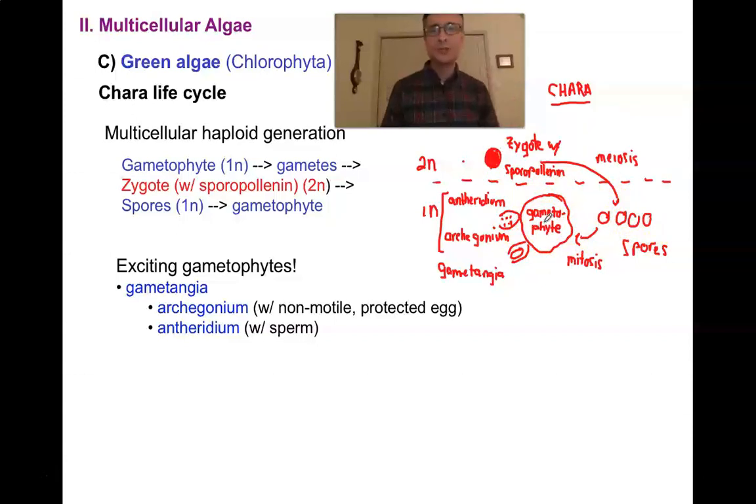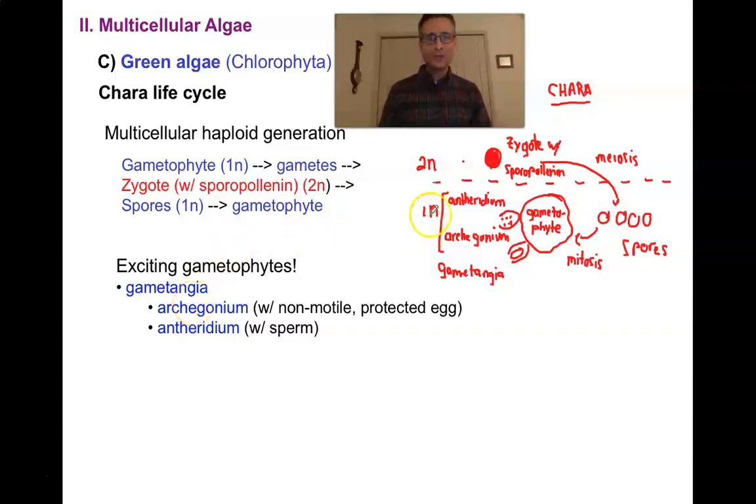Now, if this were the Chara life cycle, it would be interesting, but as I said, green algae have a huge diversity of life cycles. In fact, algae in general have a huge diversity of life cycles. This would just be one life cycle out of many others. What makes this life cycle particularly interesting as we think about the evolution of plants, the transition from an alga to a terrestrial photosynthesizing organism? They have really exciting gametophytes with gametangia.